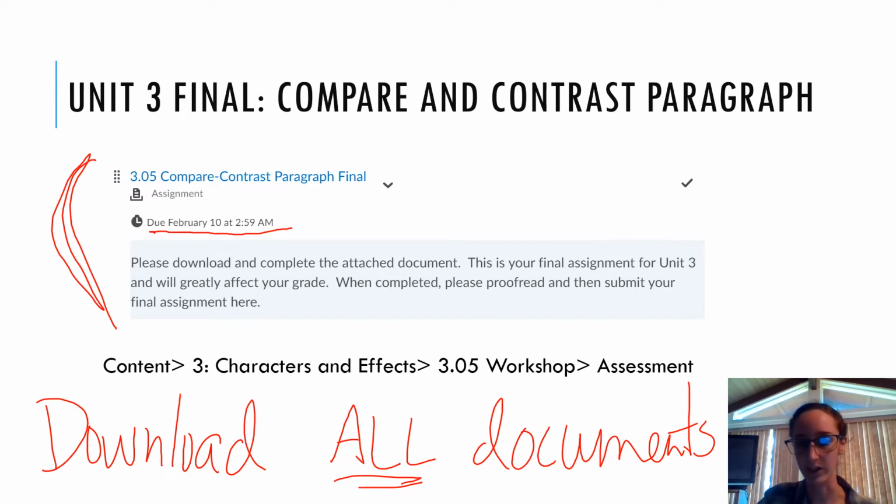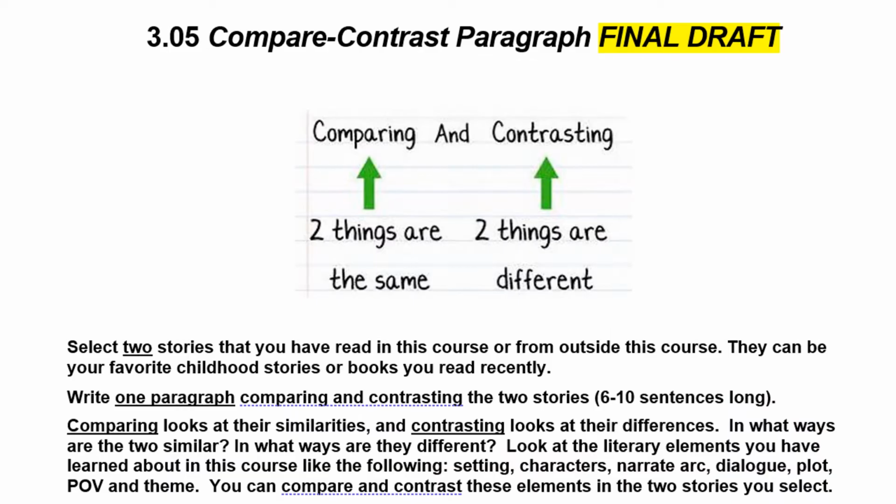So when you open that document, this is what it looks like. This is the 3.5 compare and contrast paragraph final draft. And this is what it says. Select 2 stories that you have read in this course or from outside this course. They can be your favorite childhood stories or books you read recently. Write 1 paragraph comparing and contrasting the 2 stories. So this is going to be about 6 to 10 sentences, and we'll talk a bit about what that'll look like. Comparing looks at their similarities, and contrasting looks at their differences. In what ways are the 2 similar, and in what ways are they different?